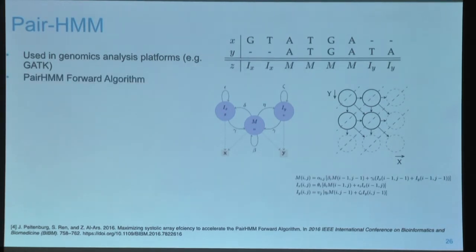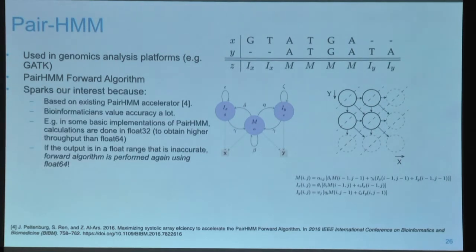The specific algorithm that does this is called the PairHMM forward algorithm. It sparks our interest because, first of all, we already had this accelerator lying around in our group. It was pretty fast, for a while the fastest you could get.